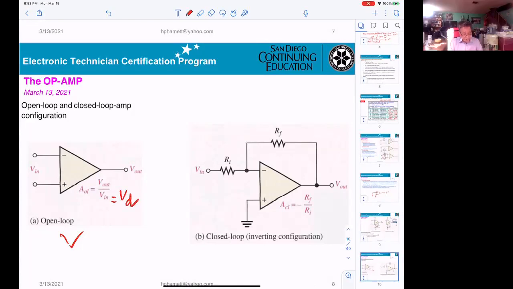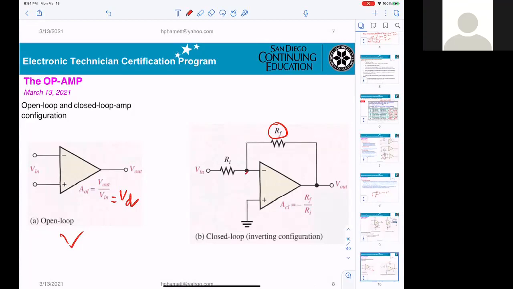Difference between positive and negative input. Now, closed loop gain. That means now you connect the resistor here from the output into the negative input here. And now this will be closed loop gain.